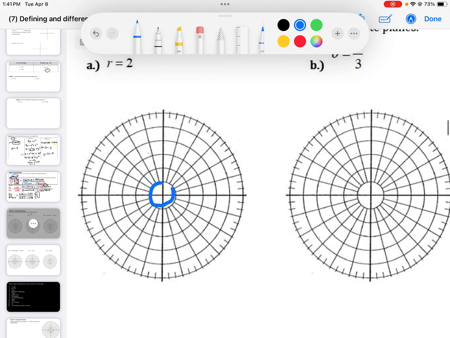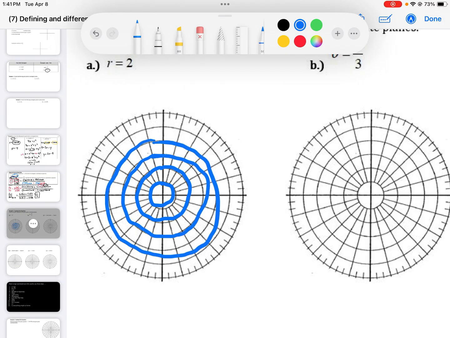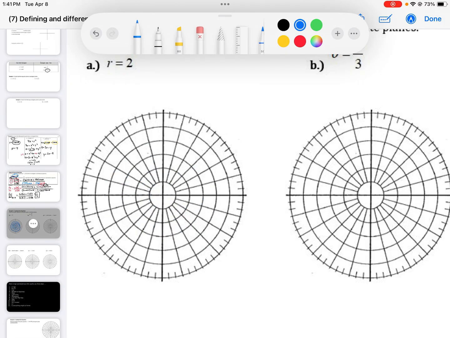All right, so if I want to know how I'm reading this, this represents radius 1, that's radius 2, radius 3, radius 4. Each circle represents 1, and it helps us graph the radius.